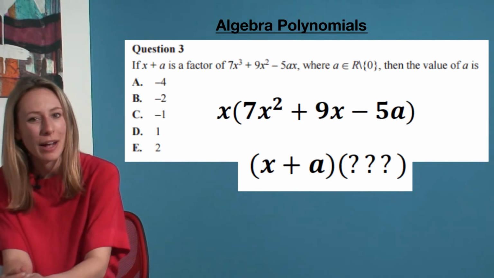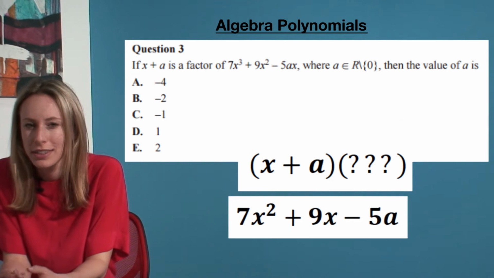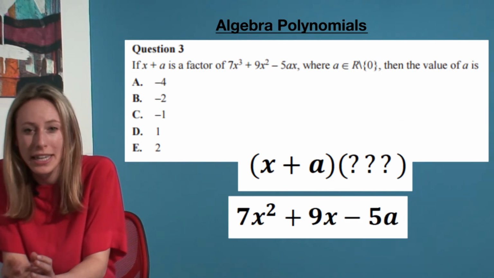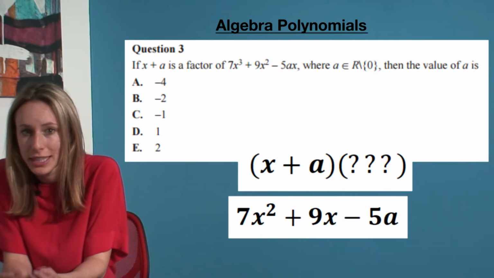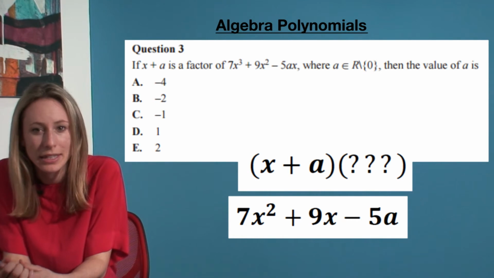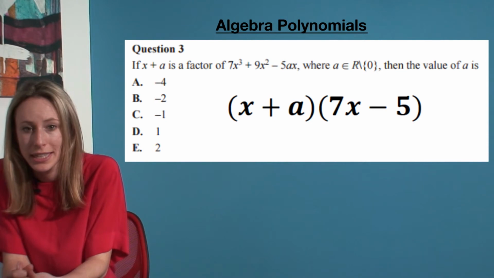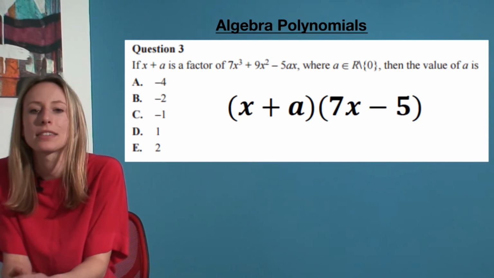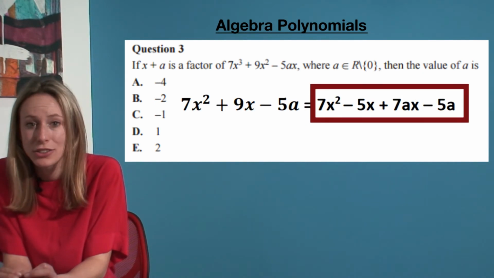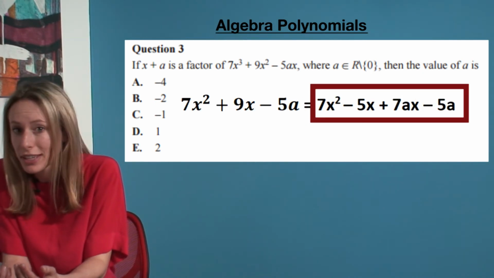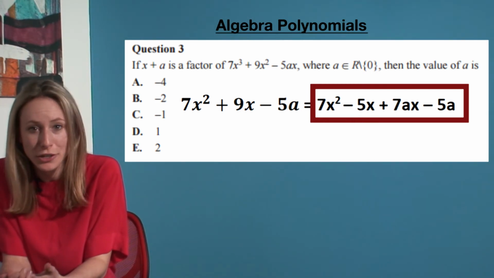But then, we need to figure out what goes in the other bracket. We know the first term of our final factor has to be 7x, in order to get the 7x² term. And the second term has to be -5, in order to get the -5a term in our original equation. So taking out x + a from our simplified function gives us (x + a)(7x - 5). Now this is confusing. If you expand this, you get 7x² - 5x + 7ax - 5a. This is not our original function.